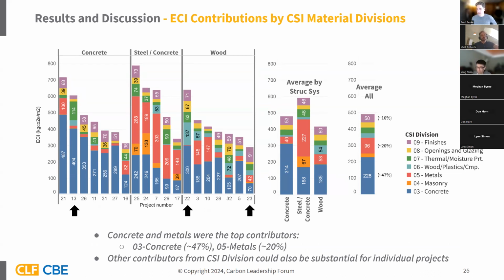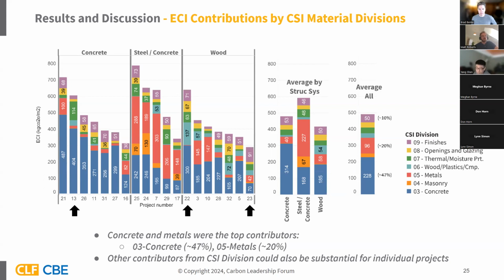And we can see that the concrete and metals were the top contributors. For Division 3, concrete can achieve 47%. Division 5, metals can achieve like 20%. And the other contributors from the CSI divisions could also be substantial for individual projects.